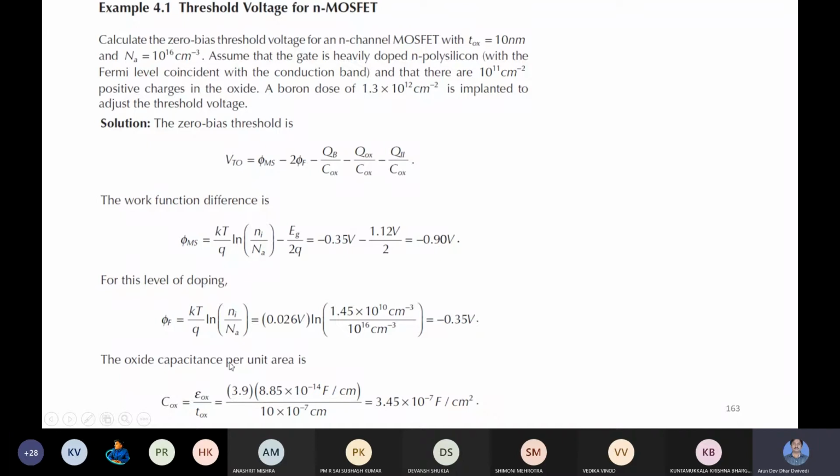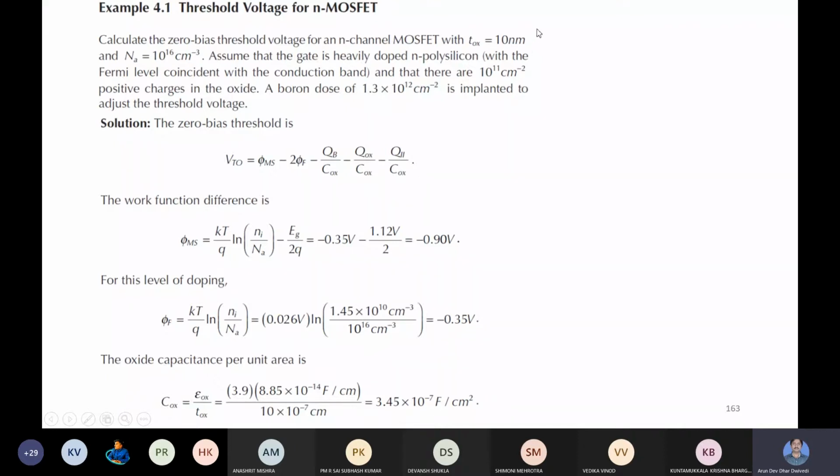Also the oxide capacitance per unit area, Cox, can be calculated by epsilon ox by tox, where epsilon ox is equal to the relative permittivity epsilon r into epsilon naught, and epsilon r is 3.9 and epsilon naught is 8.85 into 10 power minus 14 farad per centimeter. And tox is given in nanometer, it is converted to centimeter, so that all the units are in centimeter, and in the denominator also centimeter. It is given that tox is 10 nanometer.